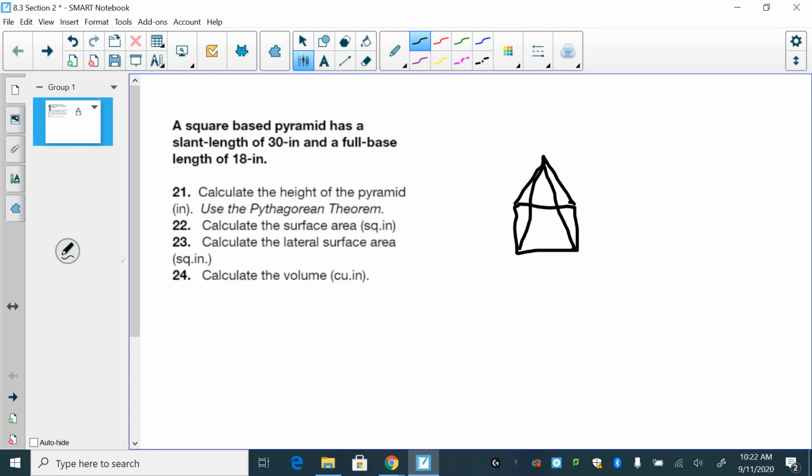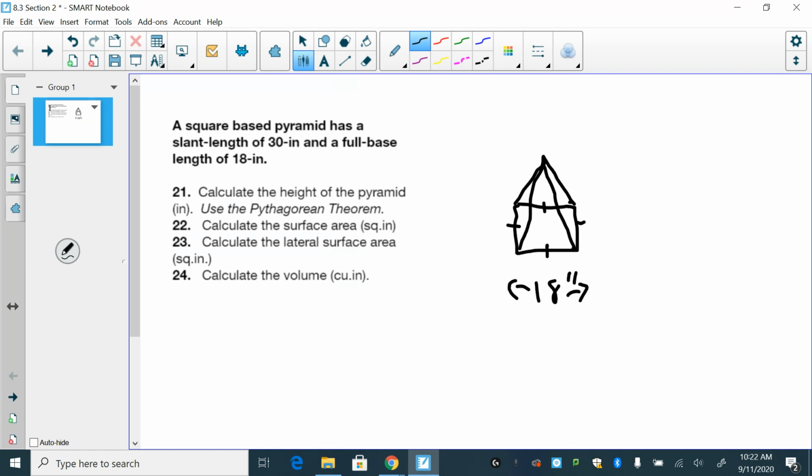So there's my pyramid. The base, this bottom part here, is a square. These ticks are all the same, so I'm saying it's 18 inches all the way across. So this would be just a small pyramid then. It's probably a little toy pyramid or something like that. 18 inches all the way across.